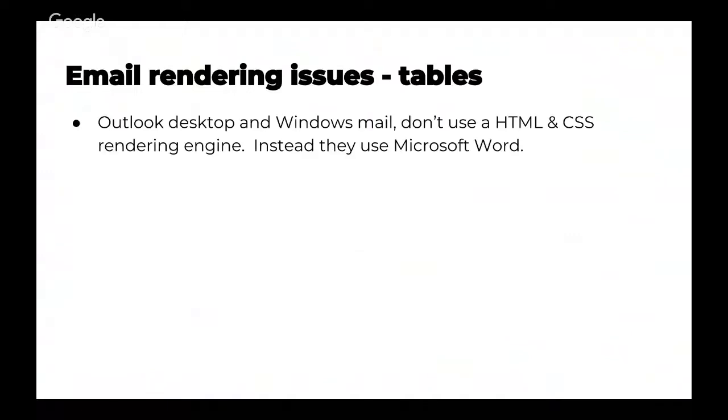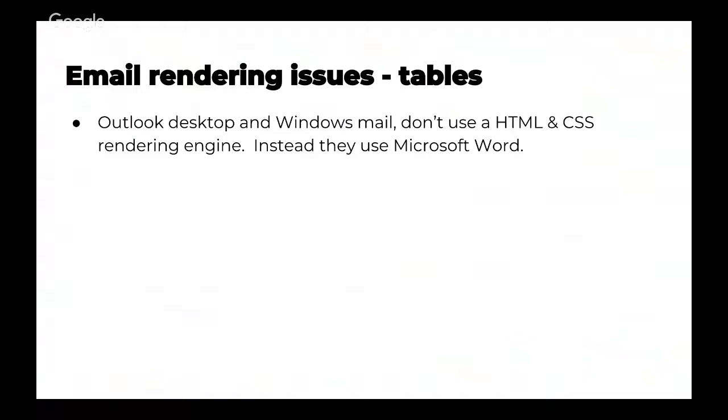Something that's a little bit more complex is tables. So Outlook desktop on Windows and the Windows Mail app, which comes as a default mail app when you install Windows 8 and upwards, I think, they don't use a regular rendering engine. Instead, they use Microsoft Word to render the HTML. Now, this causes a few issues.